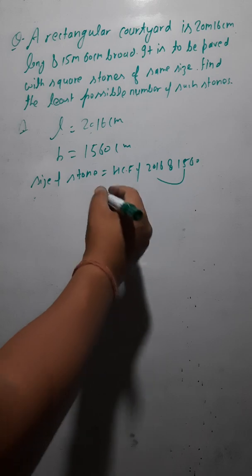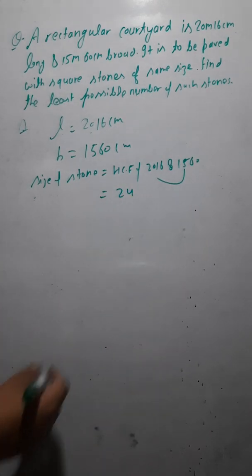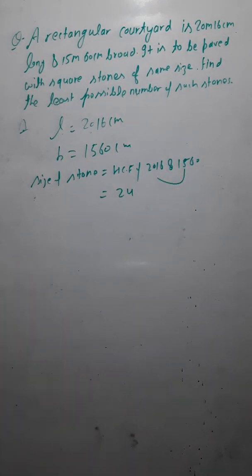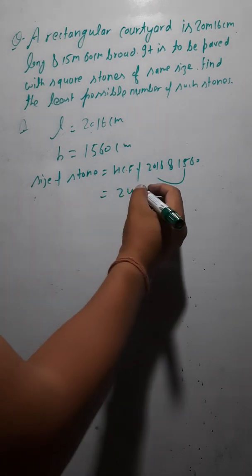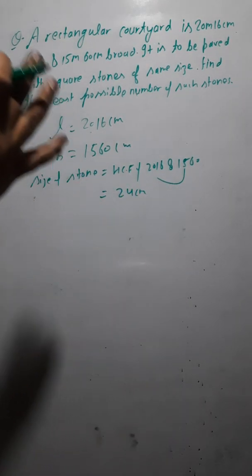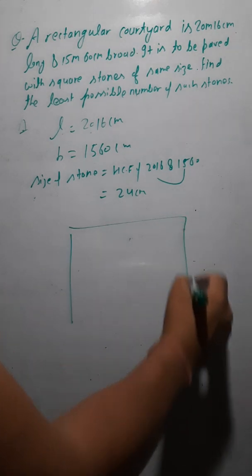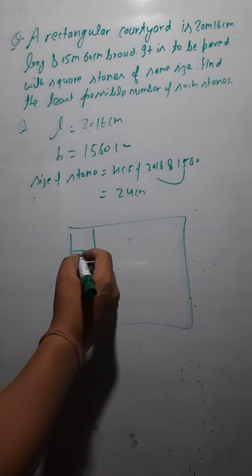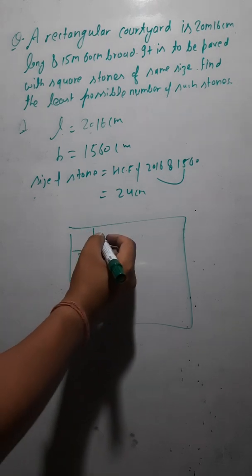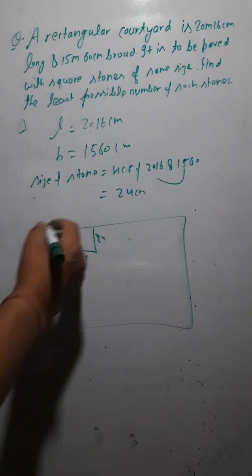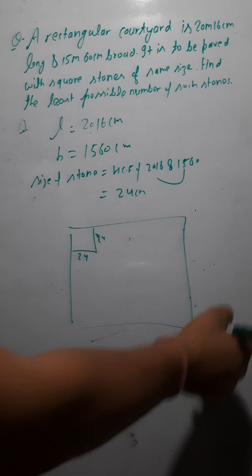Okay, getting it or not? Yes. So the answer would be 24. If you find the HCF of these two, the answer would be 24. So 24 centimeter would be the size of the stone, because all are square stones here. So it would have 24 centimeter length, 24 centimeter breadth. All sides are of 24.